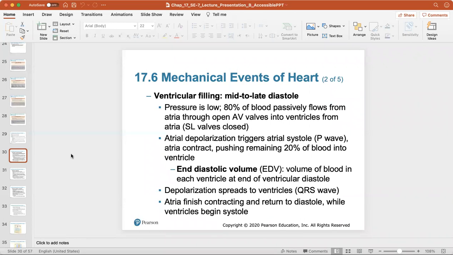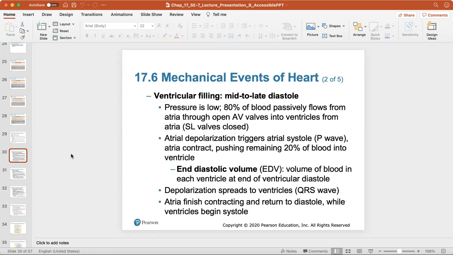So here are the mechanical events of the heart. Ventricular filling occurs from mid to late diastole, where the pressure is low. 80% of blood flows passively from the atria through open AV valves into the ventricles, and the semilunar valves are closed. Atrial depolarization triggers atrial systole, which is the P wave, causing the atria to contract, pushing the remaining 20% of blood into the ventricle.